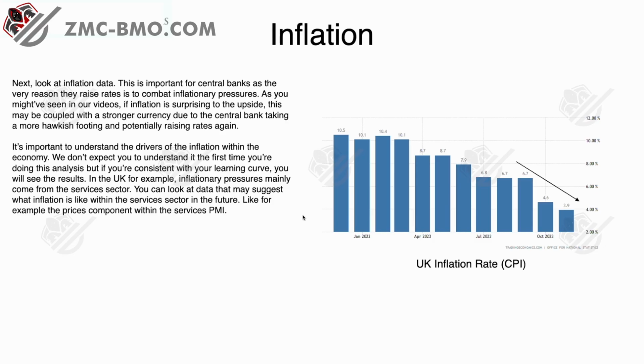You can look at data that may suggest what inflation is like within the services sector. So you obviously look at the CPI in general. You look at the components of CPI, so what's driving CPI or inflation, and then also other data that support CPI. So for example here, the prices component of services PMIs, because we know the UK is services based. So we want to focus more on services data. And if we're looking at inflationary data in particular, we want to look at what data would support that idea of inflation. So now we look at, okay, PMI data, there's a price component within PMI that is adding to potential inflationary pressures. Okay, let's look at that. What's that up to at the moment?